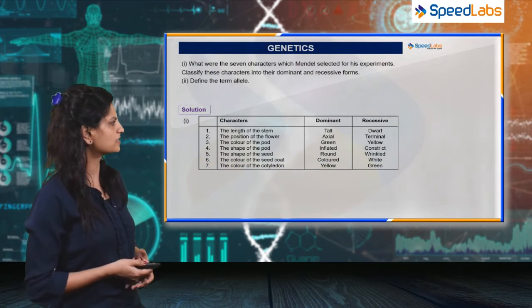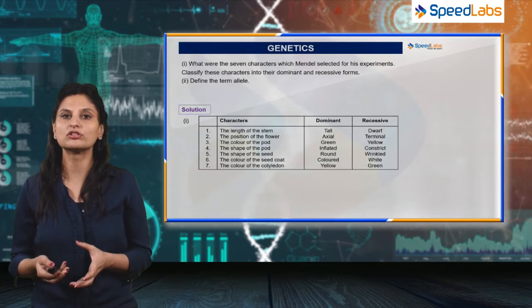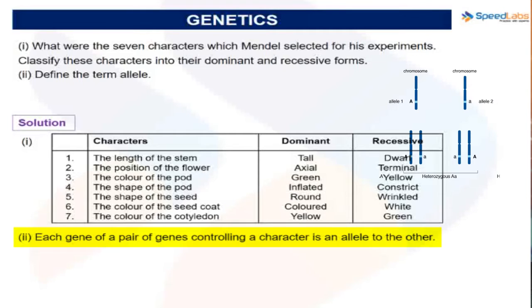The next one is define the term allele. Now, the individual members of the gene are called alleles. So, alleles are basically the members of the gene. They occupy the same locus on the homologous chromosomes and control the same character but in different ways.